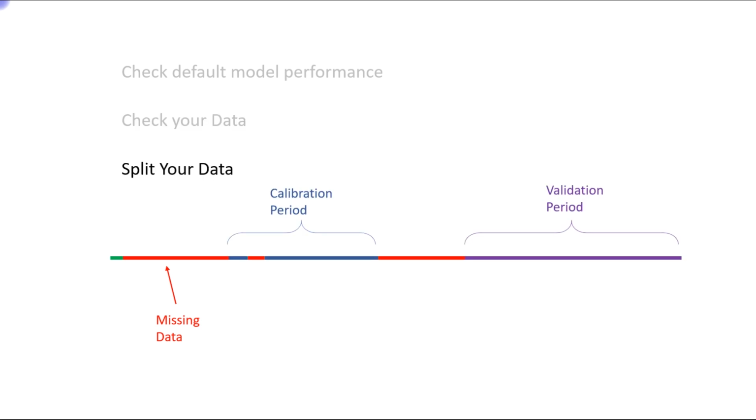That brings me to my next point. You have to split your data. Based on what you have seen when you checked your data, you have to identify a period for calibration and keep some data for validation. We can see that our calibration period is where we don't have too much missing data, and we have selected the validation period in a period where we have data. Make sure that you have enough data for all these periods.